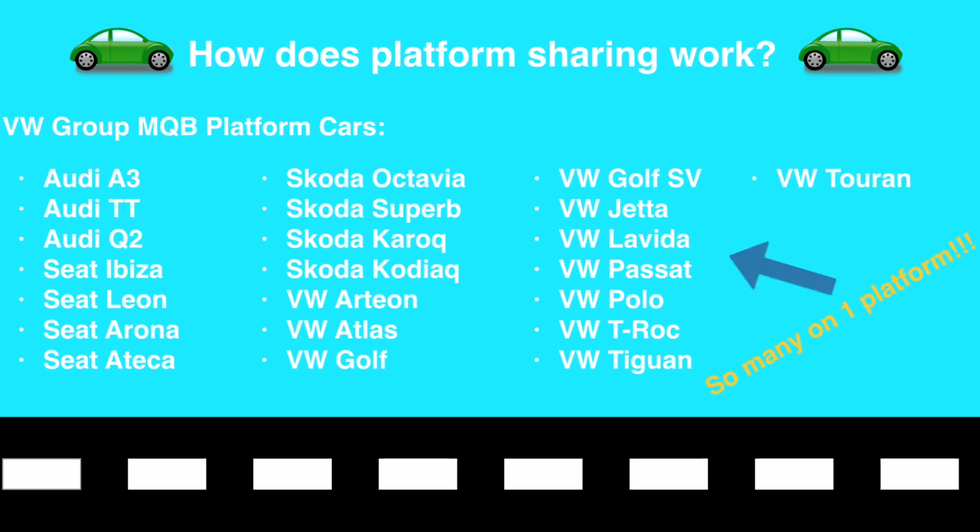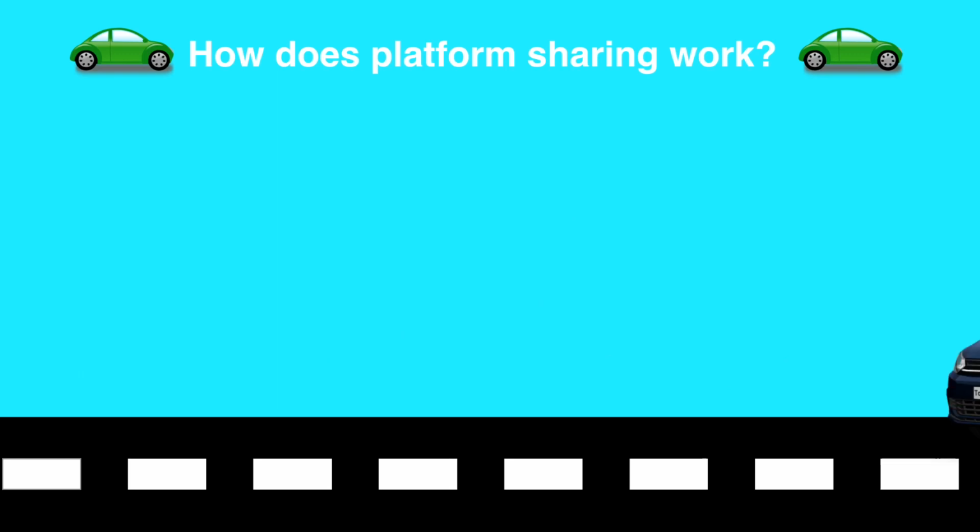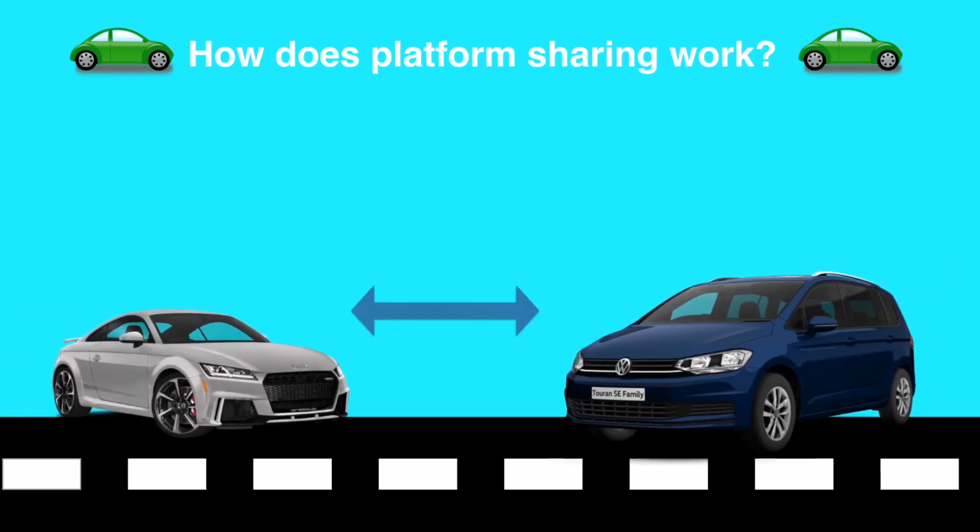The best example to illustrate platform sharing is the Volkswagen Group MQB platform that took $60 billion to develop. All cars that use this platform have a front-engine, front-wheel drive or four-wheel drive layout. Some models are identical, both platform and engine-wise, like the VW Golf, Seat Leon, and Skoda Octavia, but some models can be so different that you would never have guessed that they've shared a platform. This is like the 7-seater VW Touran family car and the 400 horsepower Audi TT RS.